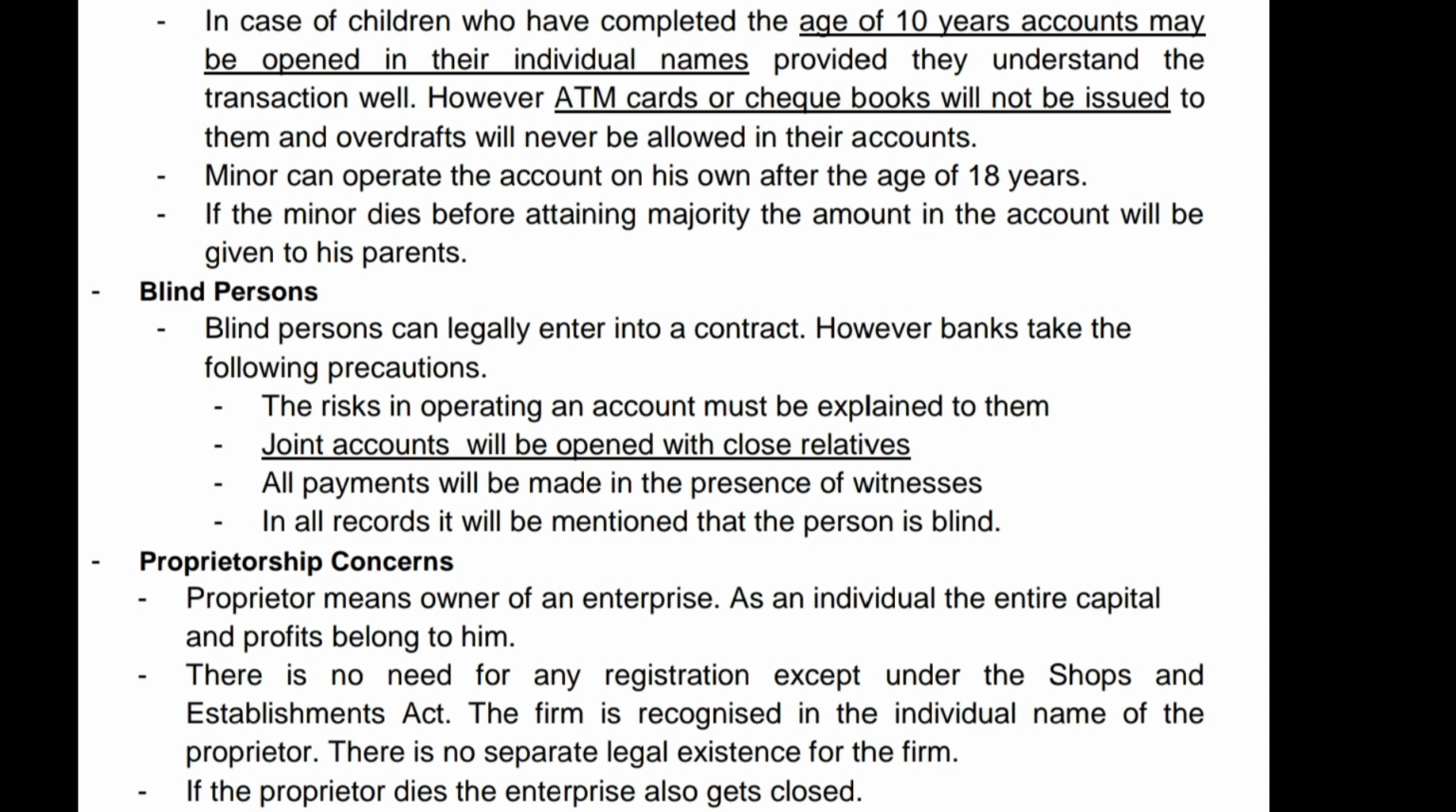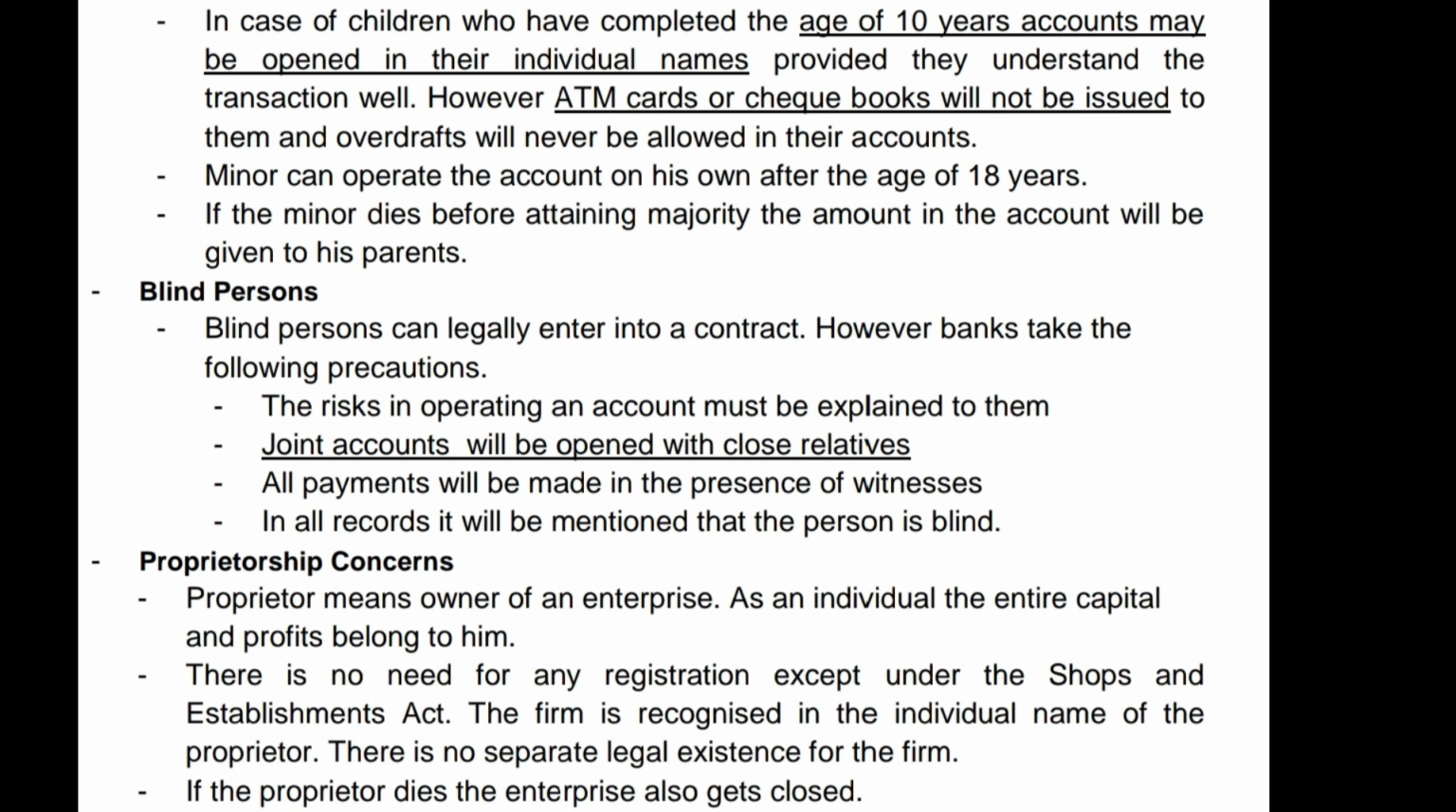Blind persons. Blind persons can legally enter into a contract. However, banks take the following precautions. The risks in operating an account must be explained to them. Joint accounts will be opened with close relatives. All payments will be made in the presence of witnesses. In all records it will be mentioned that the person is blind.